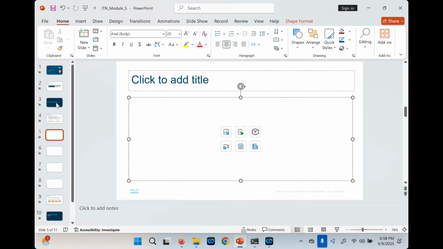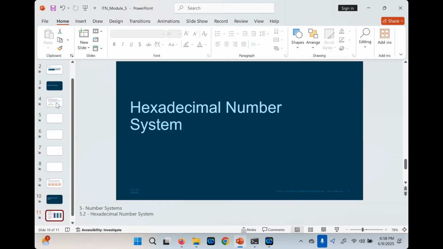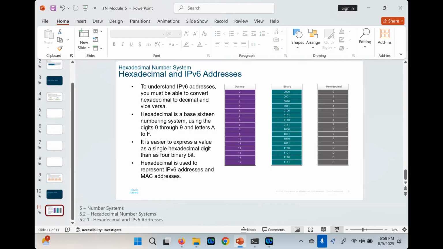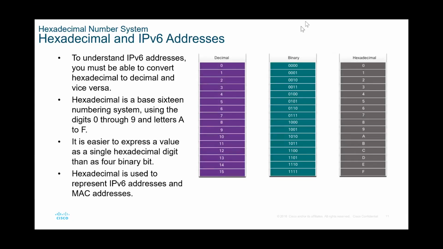So what you need to understand, when you talk about hexadecimal digits, we're talking about base 16. Look at it here, base 16. Hexadecimal is base 16. Now, I like this part. Look at what they wrote here. Hexadecimal and IPv6 address. To understand IPv6 address, take notes. For you to understand IPv6 address, you must be able to convert hexadecimal to decimal and vice versa. So we can go that direction as we are traveling now. Hexadecimal to binary or to decimal.